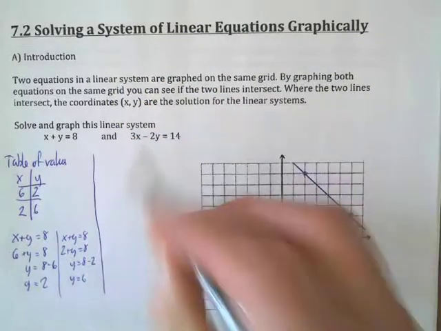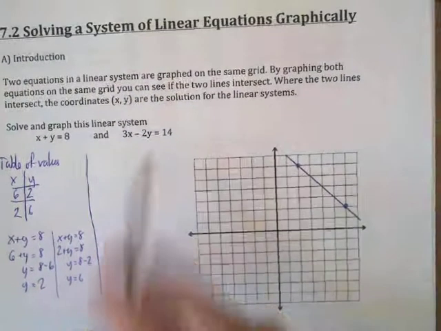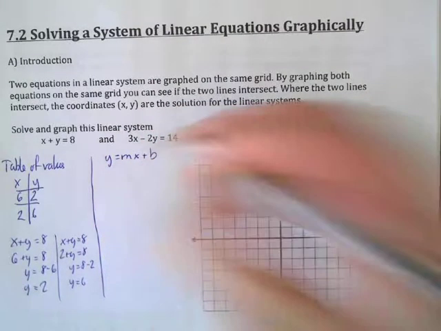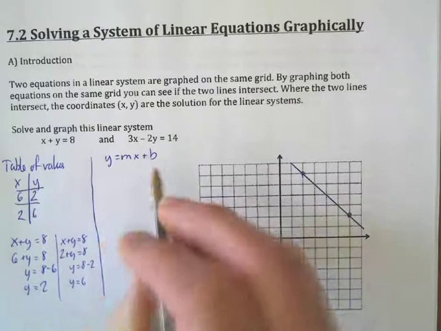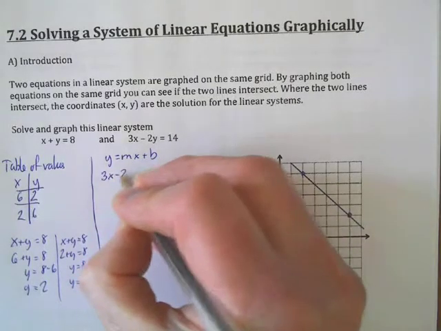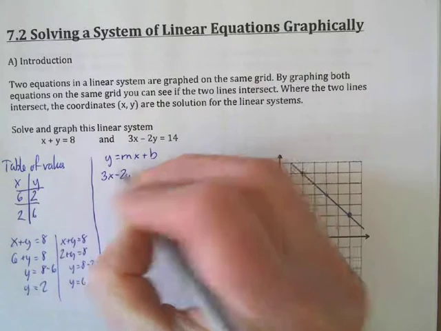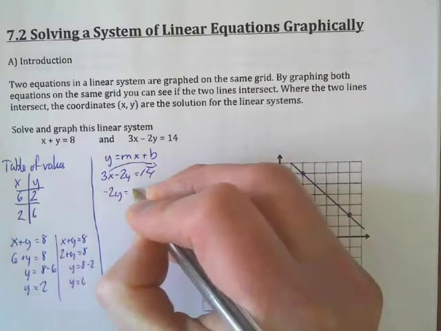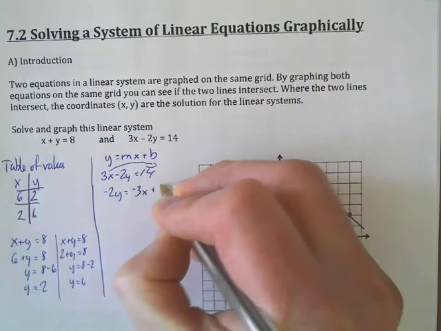Now I'm going to do this one. I'm not going to do a table of values. I'm going to put this into y equals mx plus b. So I want to get y all by itself. Once again, I've got 3x minus 2y is equal to 14. I'm going to bring this over, so that negative 2y is equal to negative 3x plus 14.